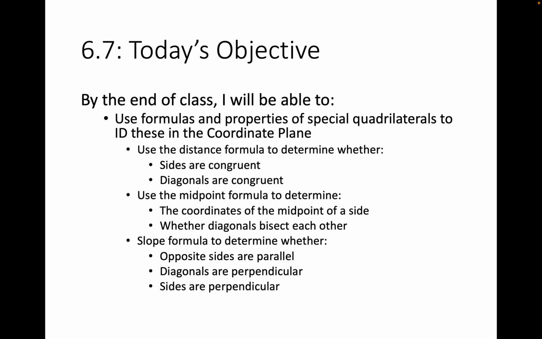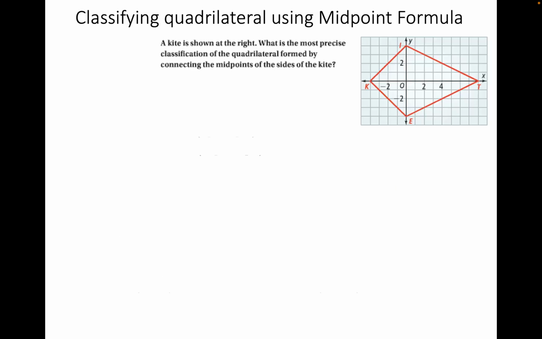The objective we're going to use is to be able to use the midpoint formula. And here's an example of that. This right here, quadrilateral KITE, is a kite. And it's asking us, what is the most precise classification of the quadrilateral formed by connecting the midpoints of the sides of this kite? To do this, I'll have to first find the midpoints of the four various sides. Then I could draw it in on this coordinate plane and see what I know about this new shape to be able to classify it.